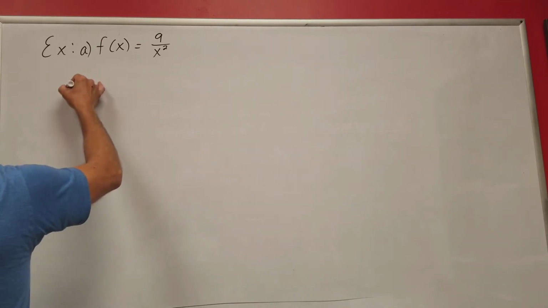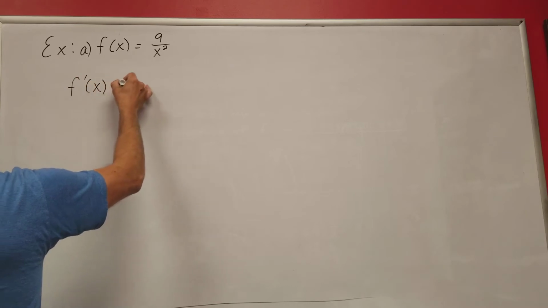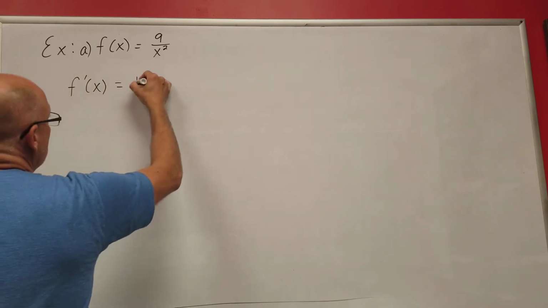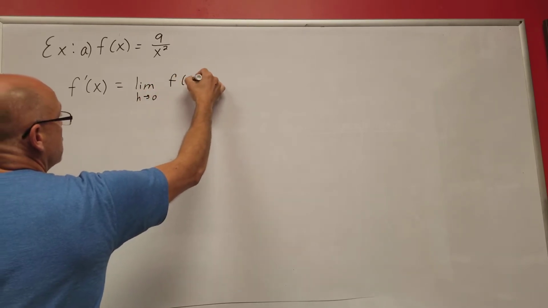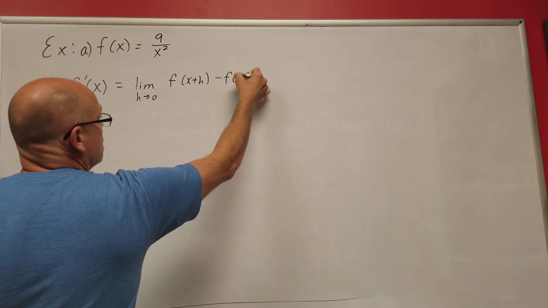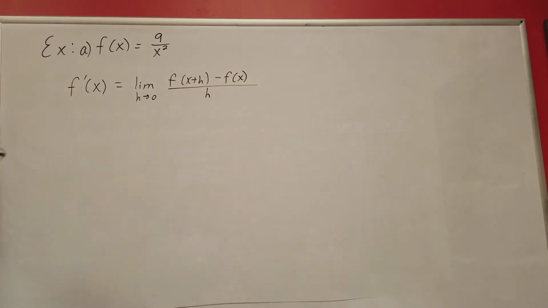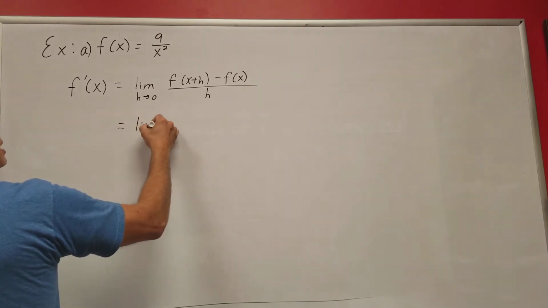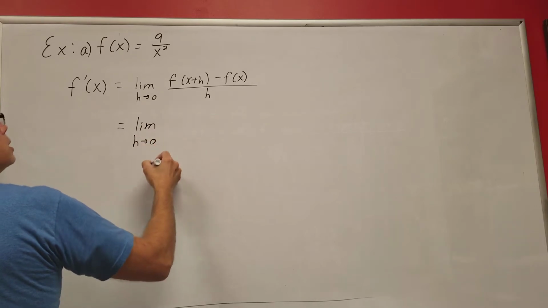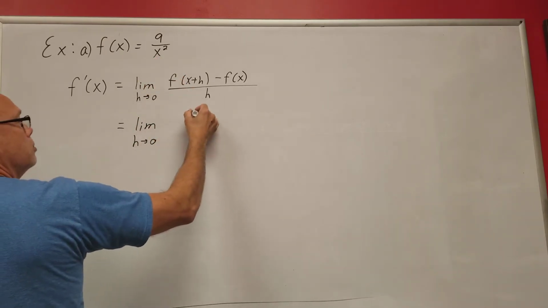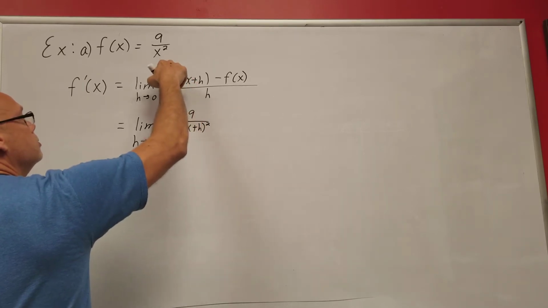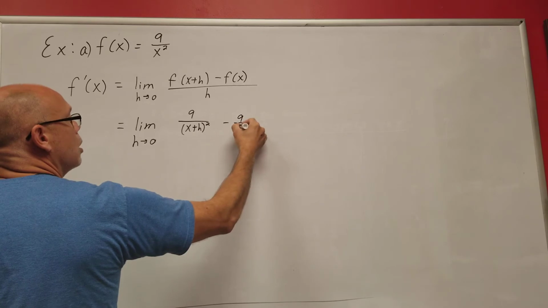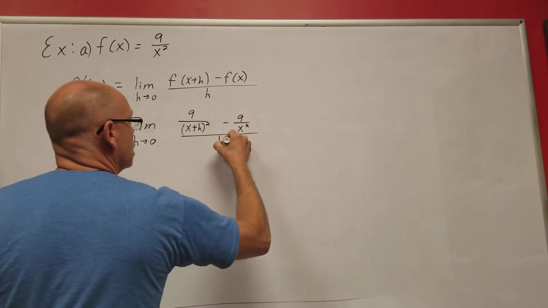All right, so we have this new notation, f prime of x. Well, with the definition we had up, the derivative is the limit as h approaches 0 of f at x plus h minus f of x all over h. Let's calculate this. This is the limit as h approaches 0 of 9 over x plus h squared minus 9 over x squared all over h.